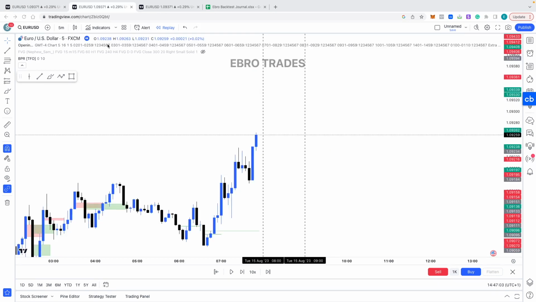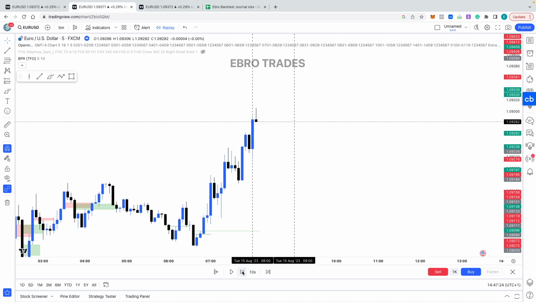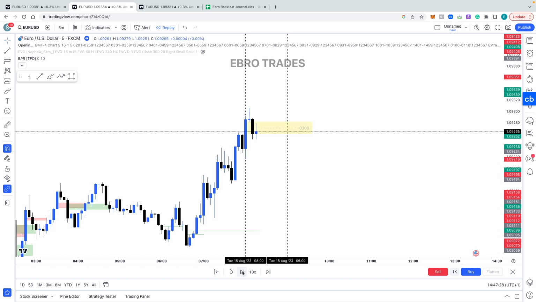All right, so this is our first example, Euro USD. This was the trade I took this morning. So this is the silver bullet hour for the London session. I'm looking for a bearish fair value gap that overlaps with a bearish balanced price range, or a bullish fair value gap that overlaps with a bullish balanced price range. So candle by candle, this was exactly how I took the trade.